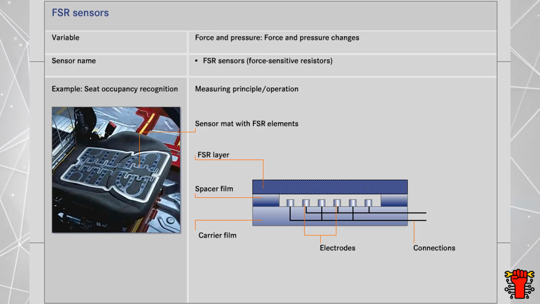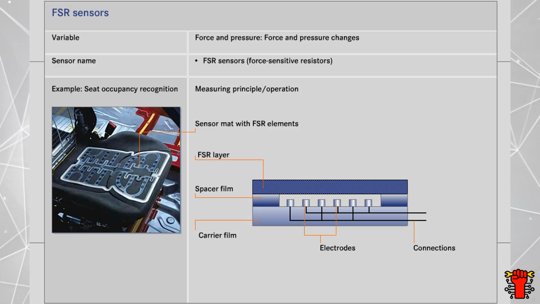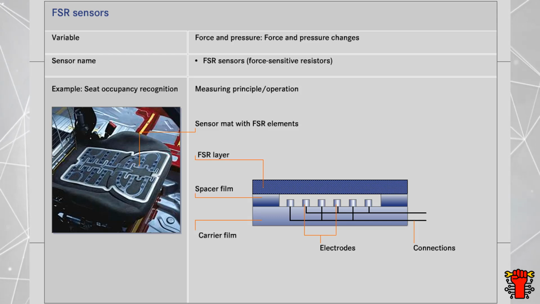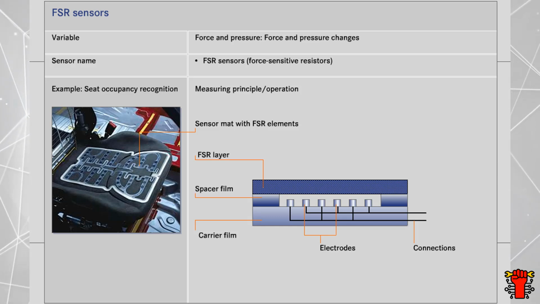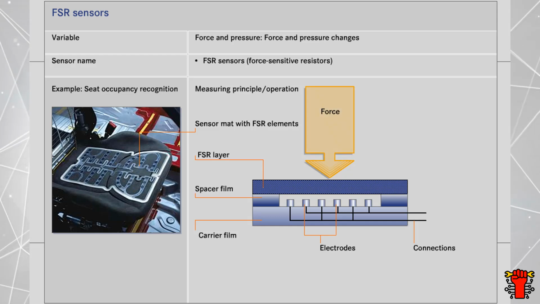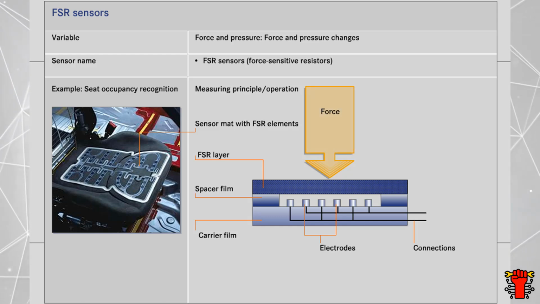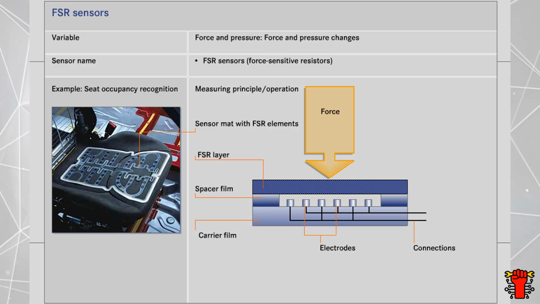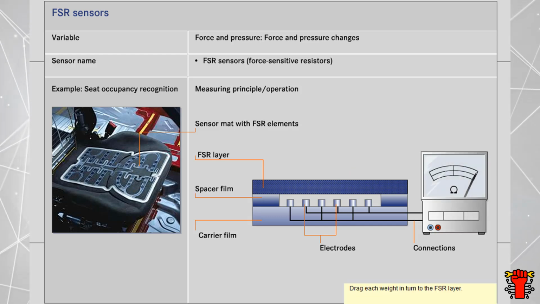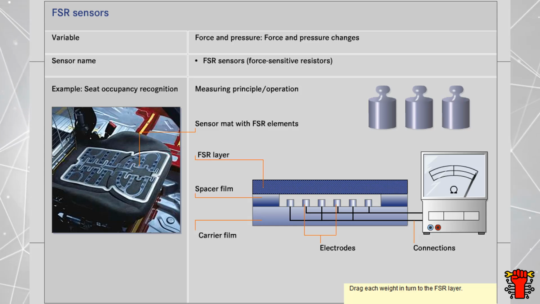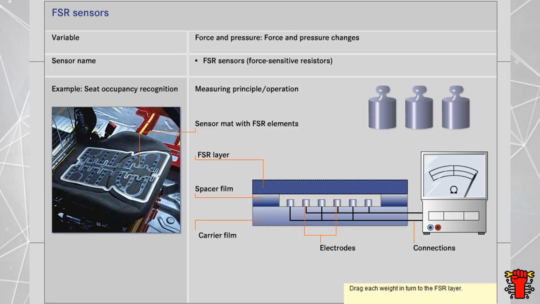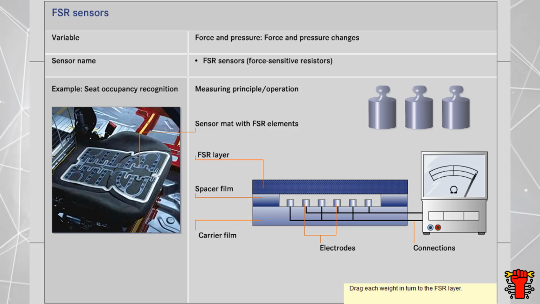The sensor mats incorporated into the vehicle seats contain a number of FSR sensors connected to each other. They supply their measurements to an electronic analysis system. If a seat is occupied, a force will be acting on the FSR layer and brings this into contact with the electrodes underneath. Try it out by dragging the weights in turn to the FSR layer with your mouse. As you do so, observe the display of the ohm meter connected to it.